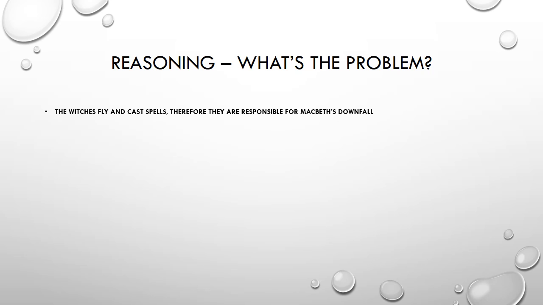So the witches fly and cast spells, therefore they're responsible for Macbeth's downfall. I've seen this said in essays. They fly and they cast spells, therefore they're responsible for Macbeth's downfall. Okay, take yourself a minute, really do think about it, isolate what's the problem. What is the problem there? The witches fly and cast spells, therefore they're responsible for Macbeth's downfall. So exactly as with my dinosaur argument, yeah, can you see where the problem lies? Let's have another one.